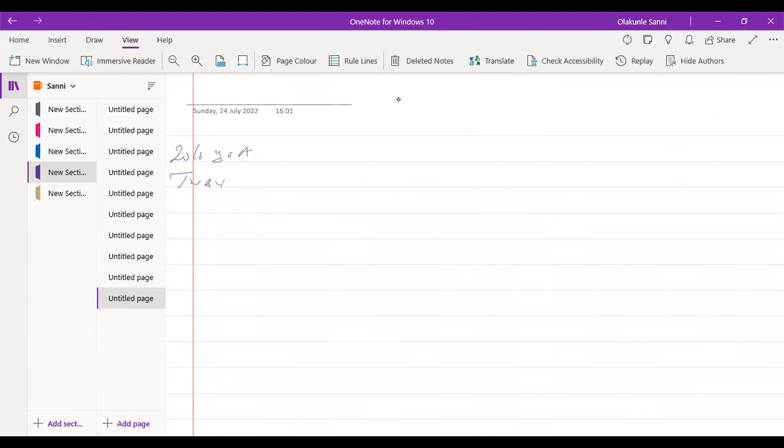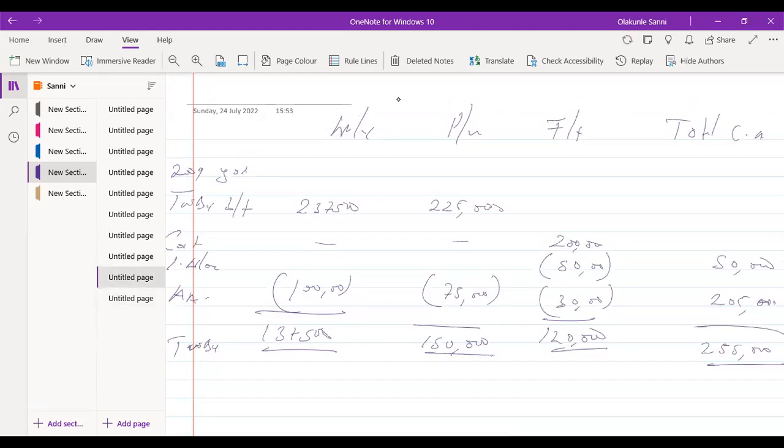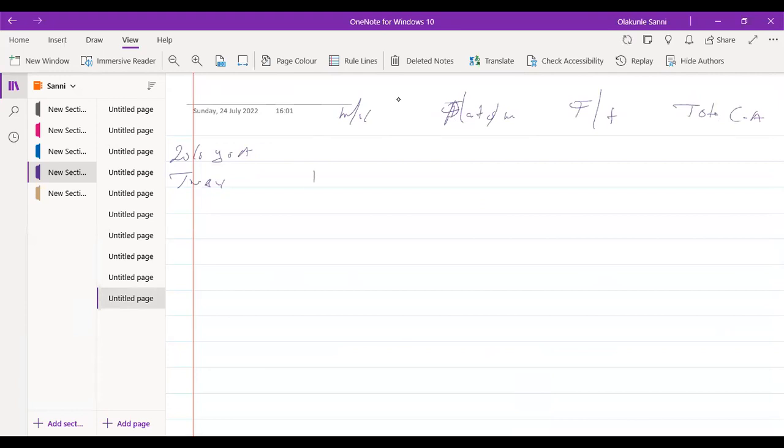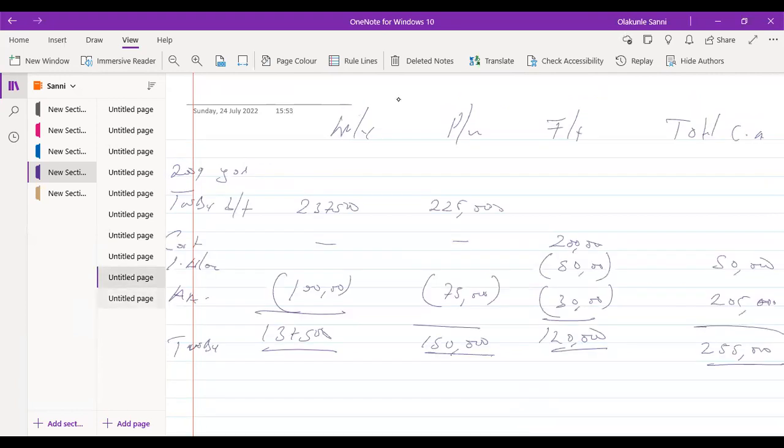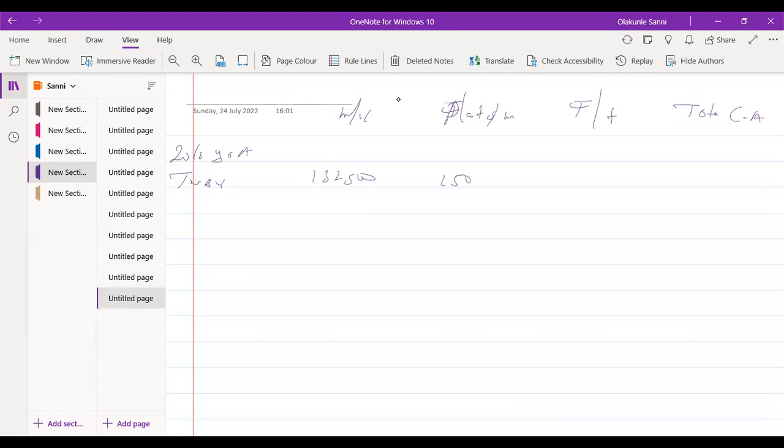What will be the tax written down value? I have for motor vehicle, furniture and plant and machinery. See how accounting works. Furniture and total capital allowance, tax written down value. I have 137,500. Then this 150,000. 120,000.